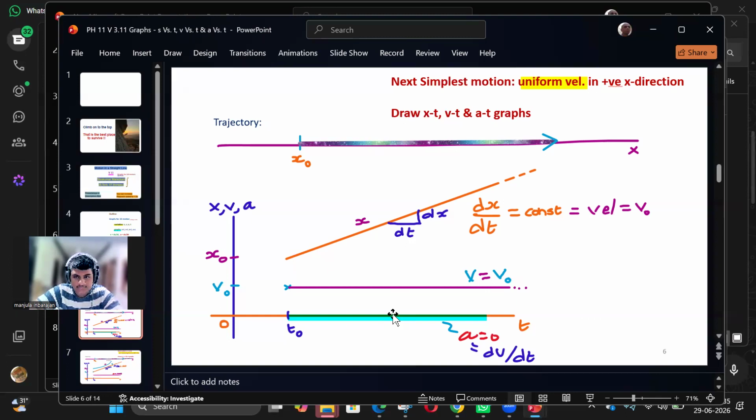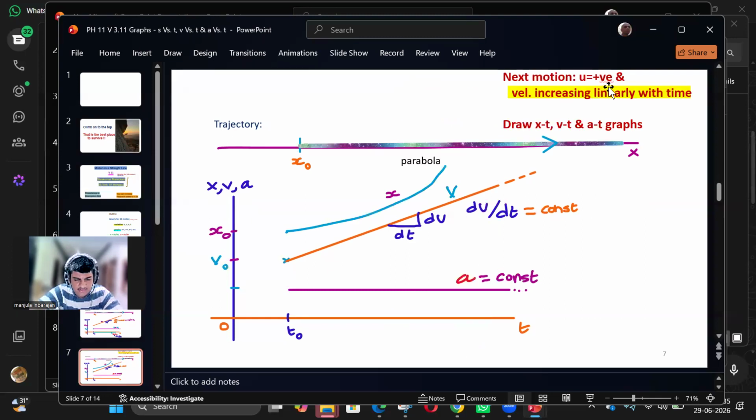Next complication is, instead of moving uniformly, I'll increase the speed. Like here it is 0, 20 kilometers per hour, 40 kilometers per hour, 60 kilometers per hour. Like that, I'll increase the speed. The initial velocity is positive, in the sense that at the starting point I'm moving towards the right, because the positive axis is towards the right. And velocity is increasing linearly with time. So the x versus t curve will become a parabola.